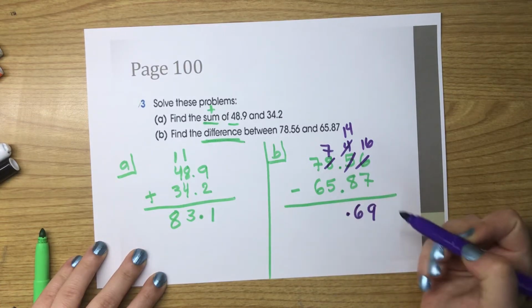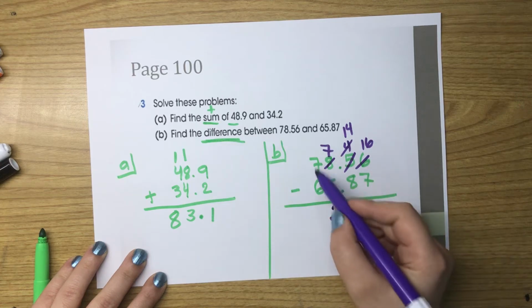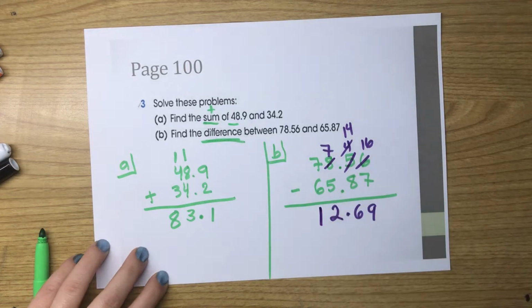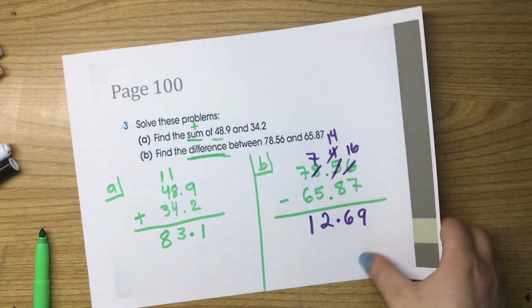Put the decimal point down. 7 take away 5 equals 2. 7 take away 6 equals 1. Next.